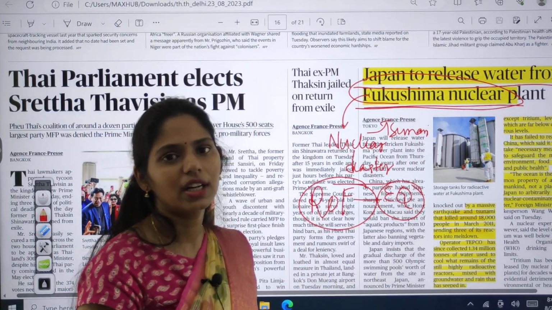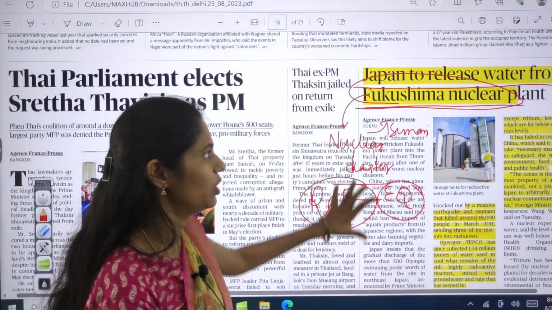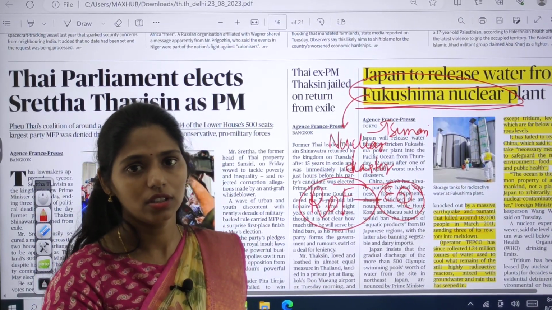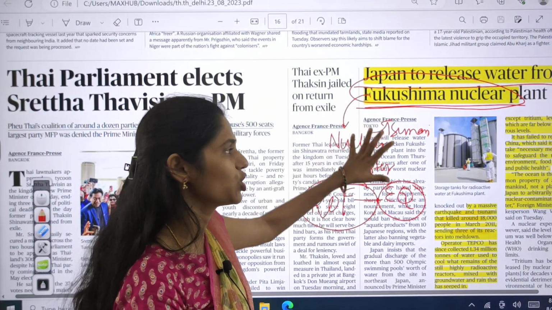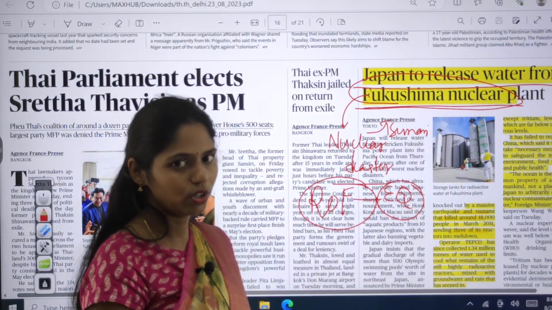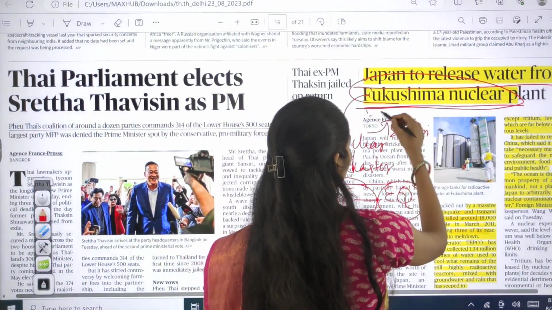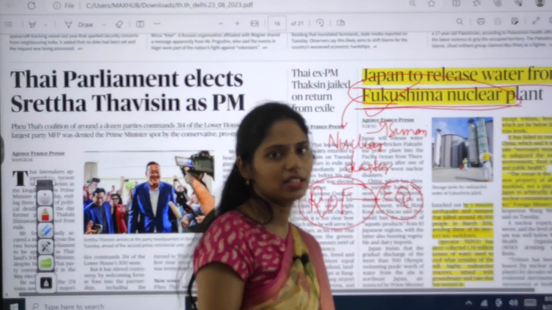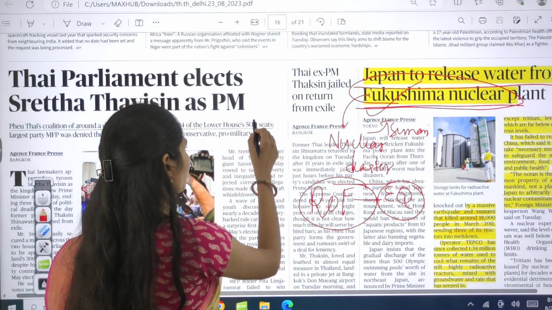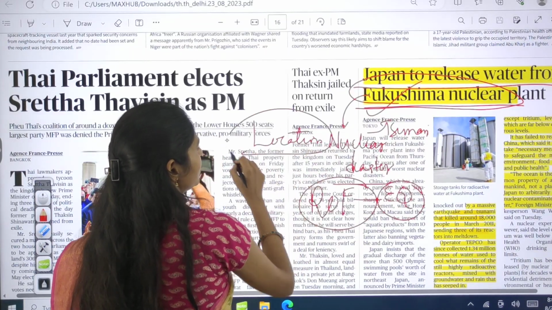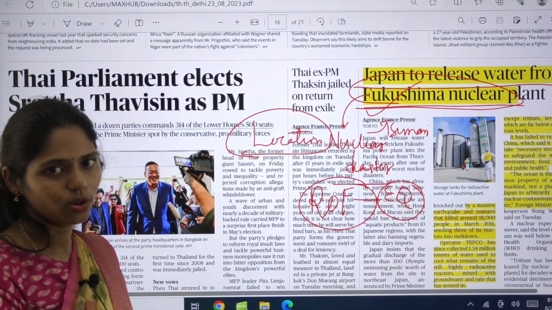So till now, the water had been present in this Fukushima nuclear plant. Now the Japan government wants to release this waste water, which is trapped in the Fukushima nuclear plant, into the nearby water body. So this is one issue. And here you have to see what this Fukushima nuclear plant disaster is, and you have to see the location of this nuclear plant on the map of Japan. Okay, is it clear?